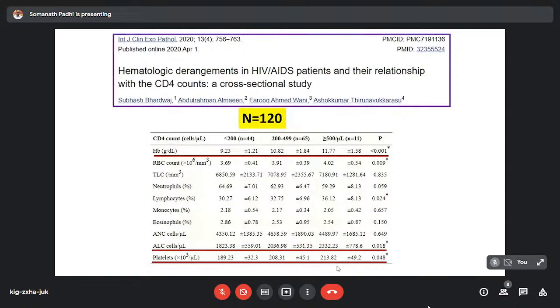And this is one from our Indian study, a recent study from Jammu, where they took samples from 120 HIV-positive patients without any history of antiretroviral drug therapy. This group studied the association of hematological parameters with the CD4 count. There were 44 subjects with a CD4 T cell count of less than 200, 65 subjects with a count of 200 to 499, and 11 subjects with a CD4 T cell count of more than 500.